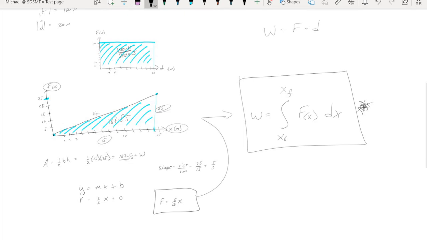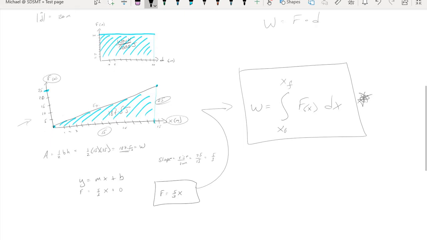For the triangle case, we want to find the amount of work done. We already know what it should be. It should be 187.5. That's our goal, is to reproduce this.